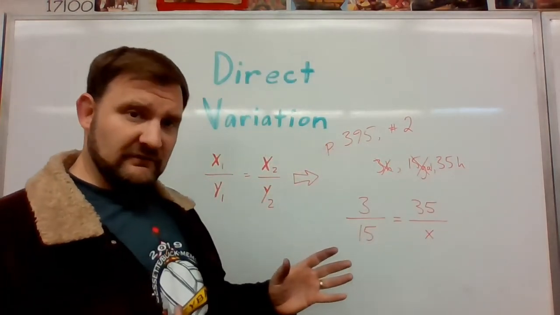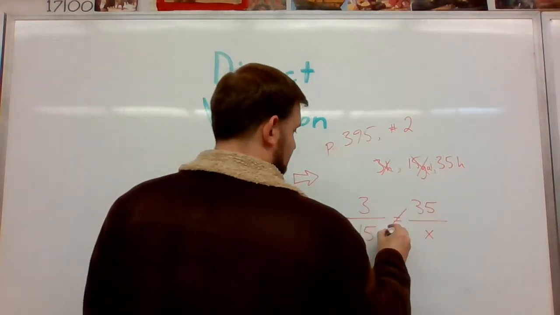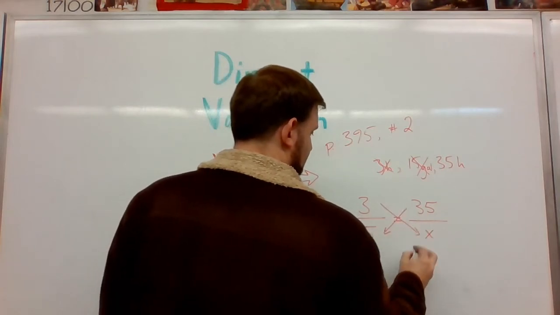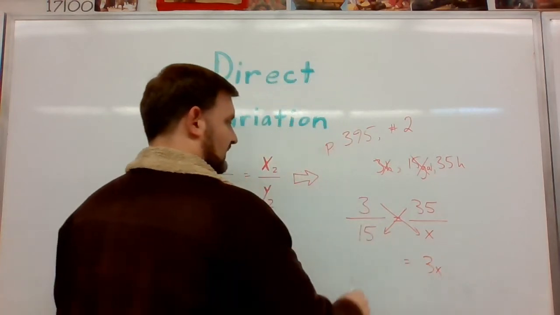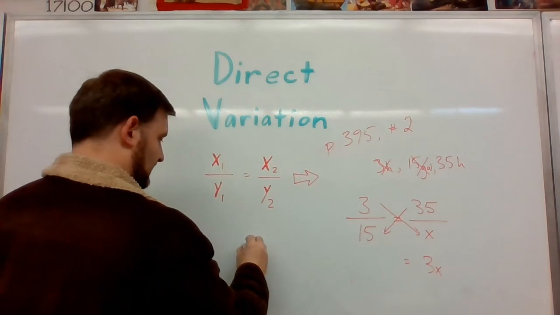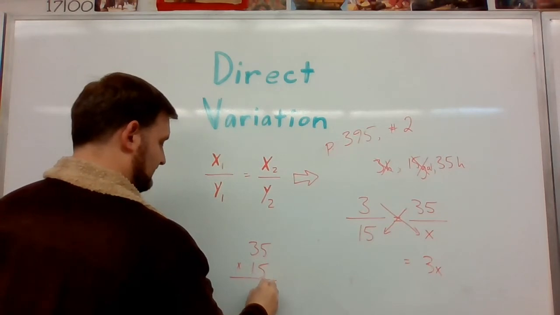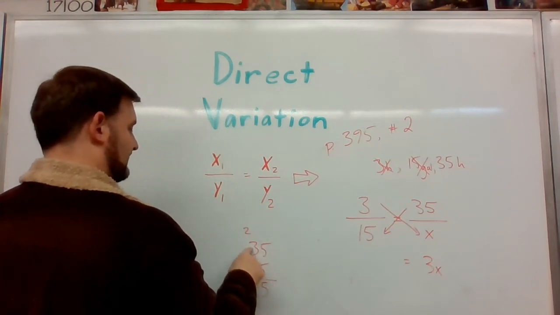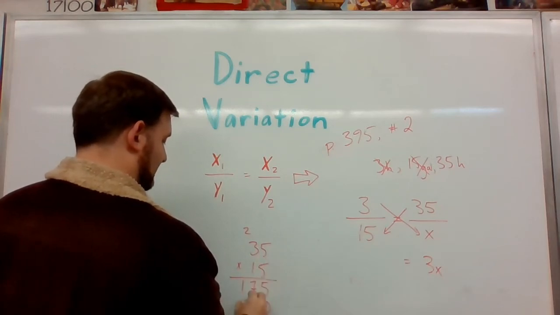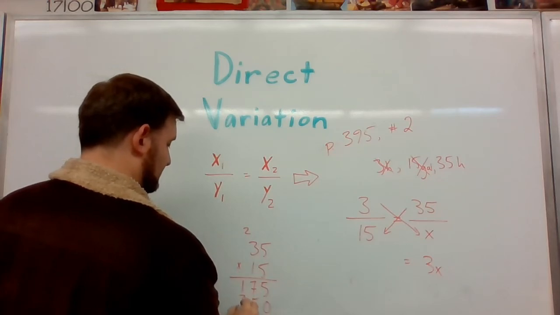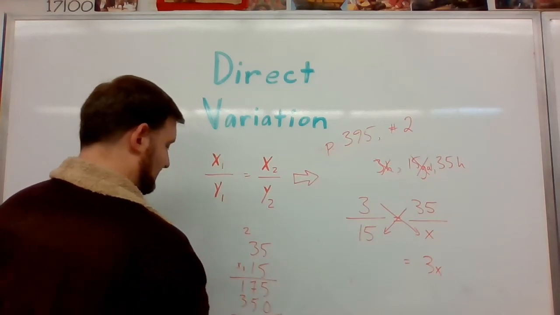So we have two fractions. They are equal to each other. We can therefore use cross multiplication. So 3 times x gives us 3x. 35 times 15. Let's do a little bit of board work. 5 times 5, 25. 5 times 3 is 15, plus 2 is 17. Add our 0. 1 times 5 is 5. 1 times 3 is 3. And we get 525.